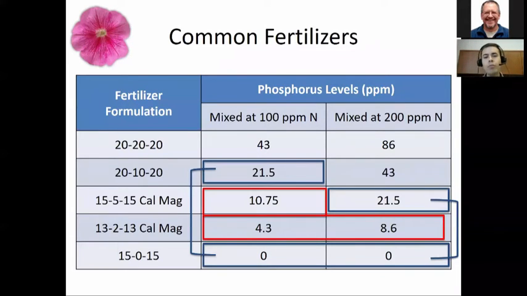So if you want to apply phosphorus rates within this general range, you can use 15-5-15 Cal Mag mixed at 100 parts per million nitrogen, or 13-2-13 Cal Mag mixed at 100 to 200 parts per million nitrogen. Additionally, you could alternate between two fertilizers and use 20-10-20 mixed at a low rate and alternate that with 15-0-15, or you could use 15-5-15 Cal Mag mixed at 200 parts per million nitrogen in conjunction with 15-0-15. So there's a number of different ways that you can achieve this general range of phosphorus fertilization.